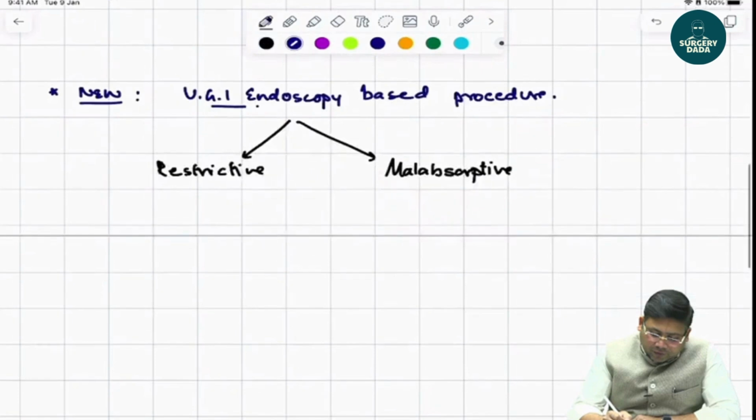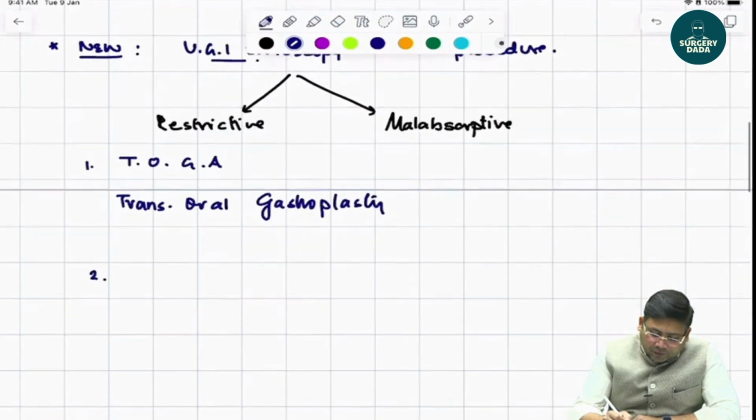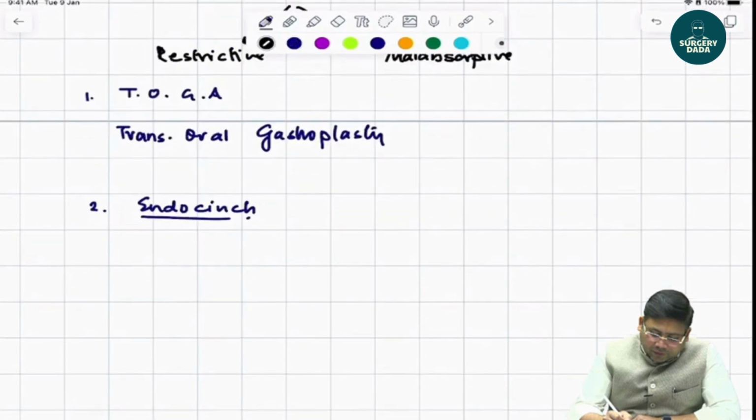When we talk about the restrictive upper GI endoscopy based procedures, the first we have is TOGA. What is TOGA? Transoral gastroplasty. So transoral gastroplasty, this is one thing. Then the another one we have is endokinch. When we talk about the endokinch, what is the concept of endokinch? This is again very simple. This is the endoscopic gastric plication done at the level of G junction.